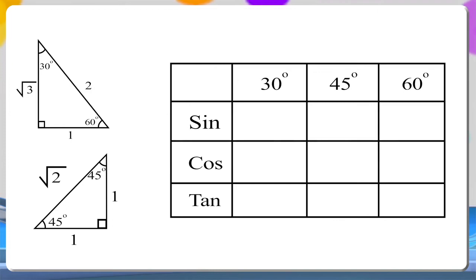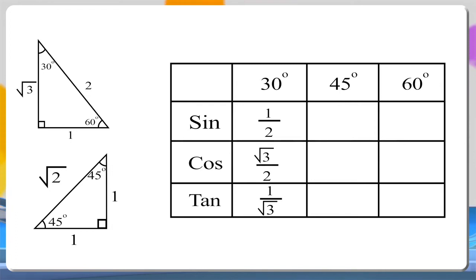Watch these triangles. At first, we need to find sin, cos and tan values of the 30-degree angle from this triangle. As we studied, sine is opposite side by hypotenuse. Here, the opposite side of the 30-degree angle is 1 and the hypotenuse is 2. So, sin 30 is 1 by 2. We know cos is adjacent side by hypotenuse. So, cos 30 is √3 by 2. And tan is opposite side by adjacent side. And here tan 30 is 1 by √3.